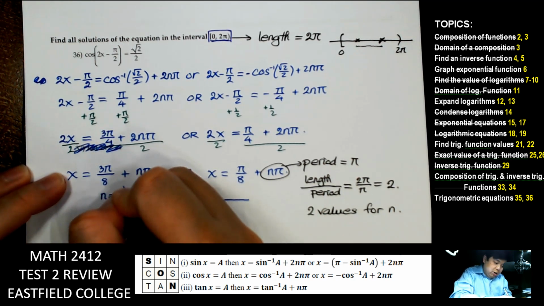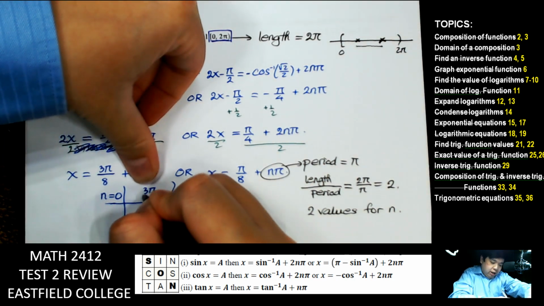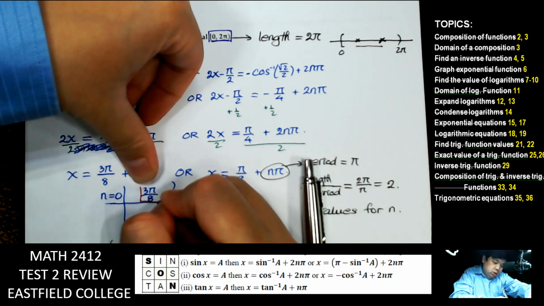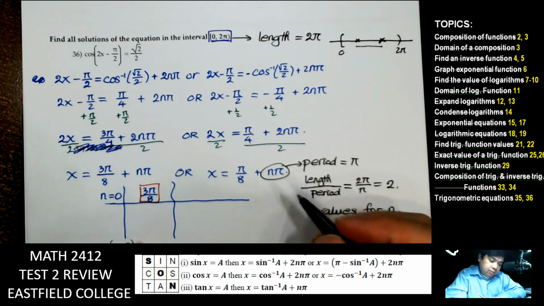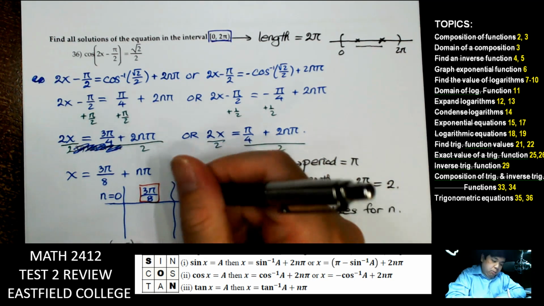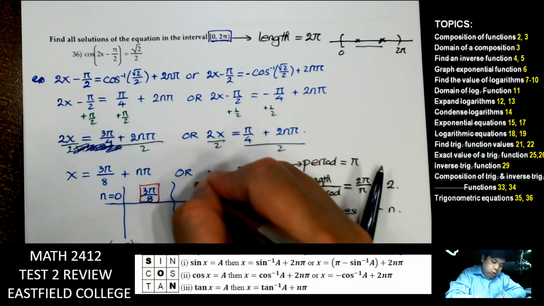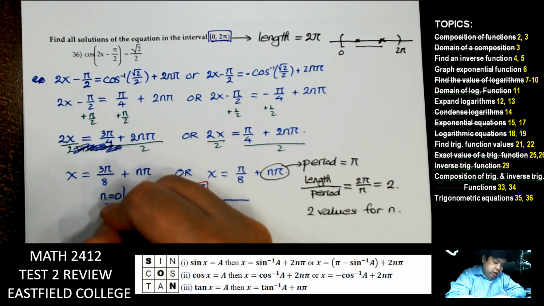So that and that. When n equal to 0, we have 3 pi over 8. 3 pi over 8 is between 0 and 2 pi, which is good. We have one solution. Next, for this, we have n equal to 0, we have pi over 8, which is also between 0 and 2 pi, so that is a solution.